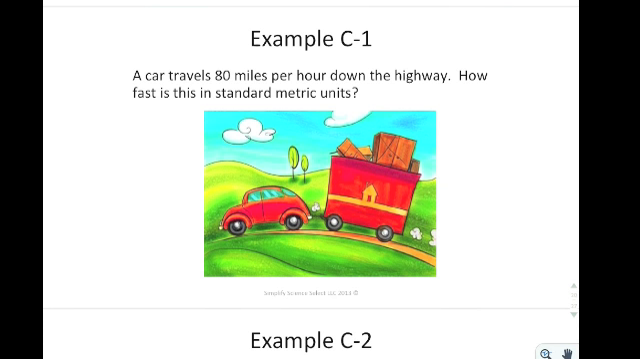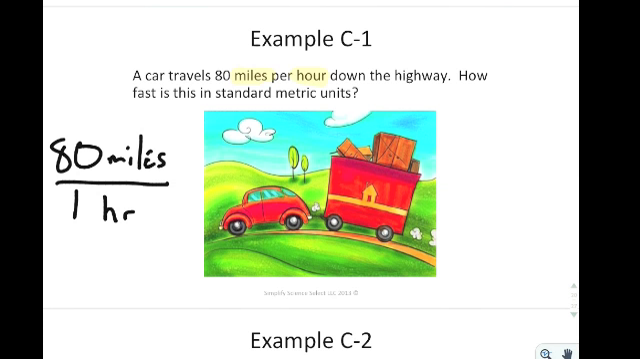Okay, example C1. It says a car travels at 80 miles per hour down the highway. How fast is it in standard metric units? Okay, so we're in miles per hour. What that means when we look at it, it's 80 miles in 1 hour. So if you're traveling 80 miles an hour, if you travel for an hour, you're going to travel 80 miles. And so the conversion factors that we need, we call these statements of equality.